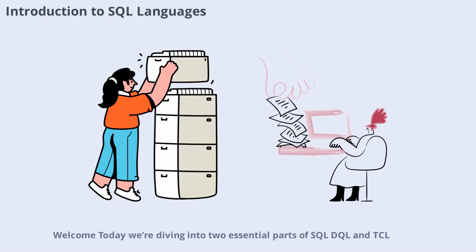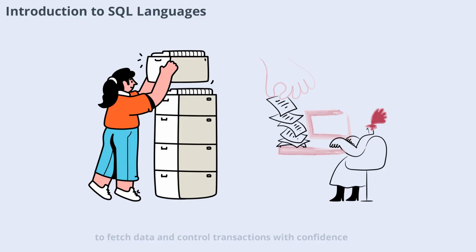Welcome. Today we're diving into two essential parts of SQL, DQL and TCL. Whether you're new to databases or brushing up your skills, understanding these languages is crucial for managing and retrieving data effectively. We'll start by exploring what DQL and TCL are, their purposes, and how they fit into the bigger picture of database management. By the end, you'll have a clear grasp of how to fetch data and control transactions with confidence. Let's begin our journey into the world of SQL.